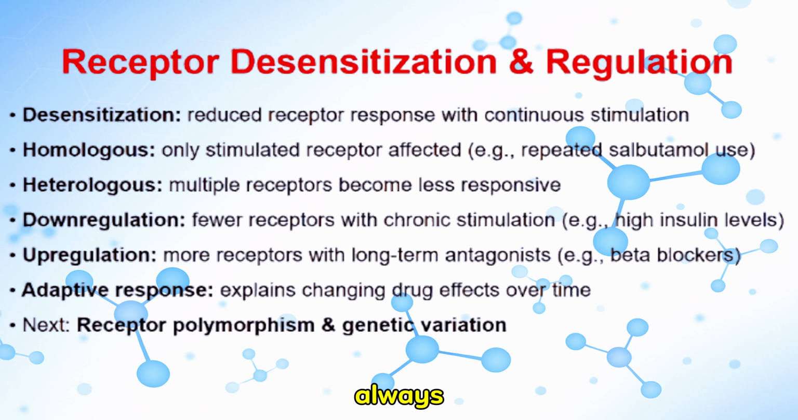Receptors don't always respond the same way over time. If they are stimulated continuously, their response can decrease. This is known as desensitization. There are two main types of desensitization. Homologous desensitization occurs when only the stimulated receptor becomes less responsive. For example, repeated use of beta agonists, like salbutamol, can reduce beta receptor responsiveness.